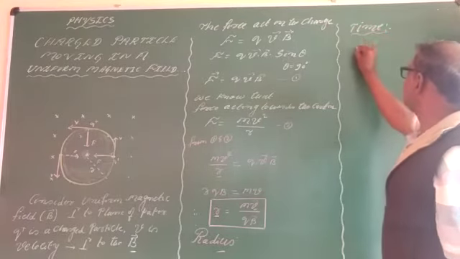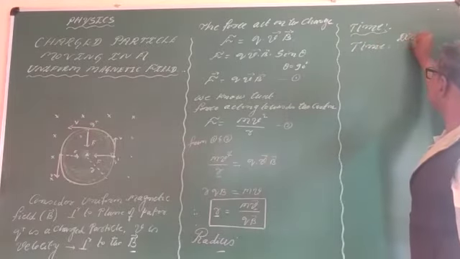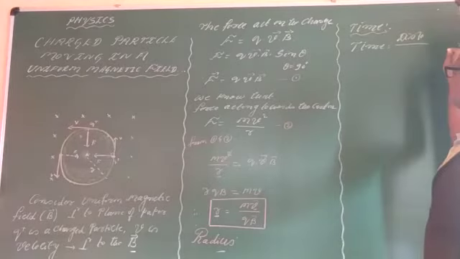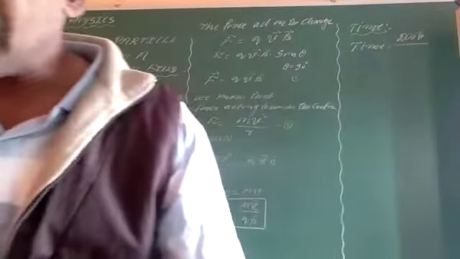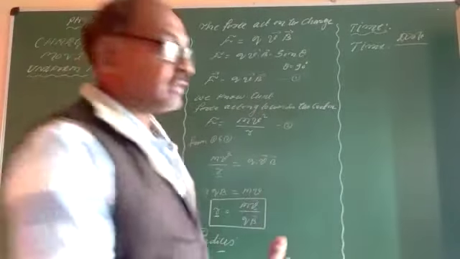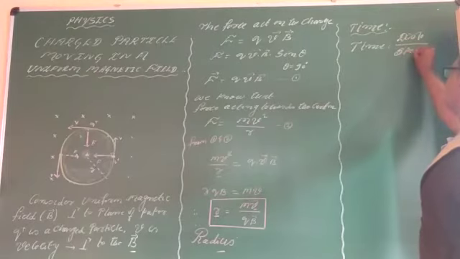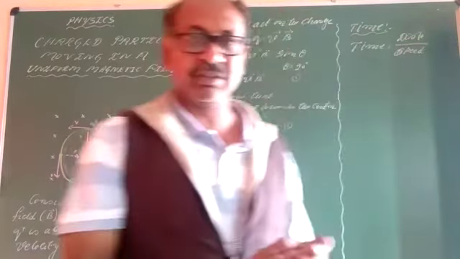What is the time here? Time is equal to distance traveled divided by speed. So what is the time of travel? The distance traveled divided by the speed. How much speed you will get.